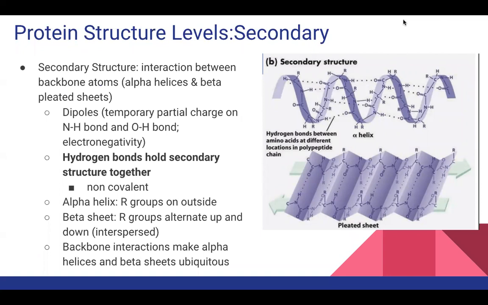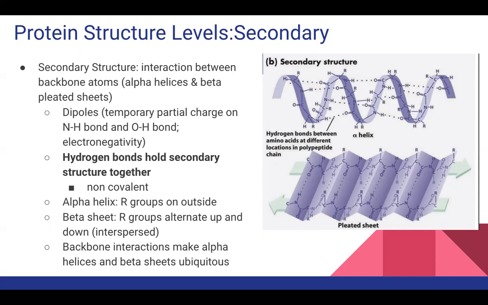And these are interactions between backbone atoms. For the secondary structure, we have the alpha helices and the beta pleated sheets. The type of interaction that we have for a secondary structure is a hydrogen bond. And again, this happens only between the backbone atoms of the protein, so it doesn't involve the R groups. For the orientation of the alpha helix, we have the R groups on the outside, as shown in the picture up there. And for the pleated sheets, we have them alternating: one down, and then the next one on the opposite side, up.